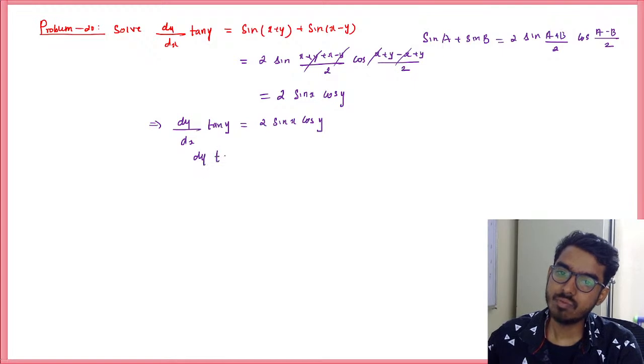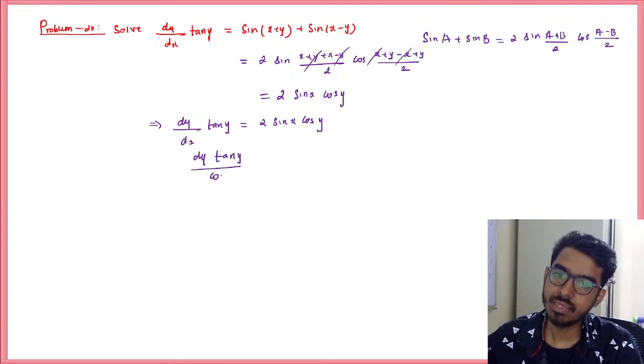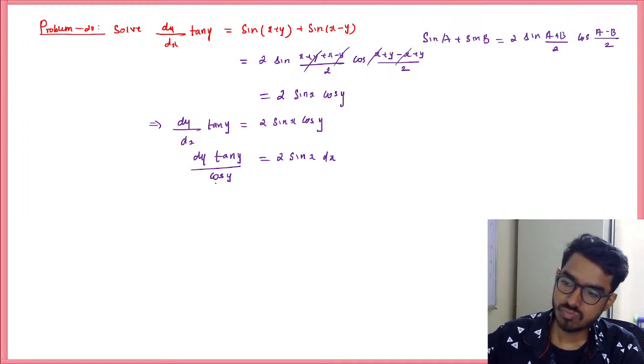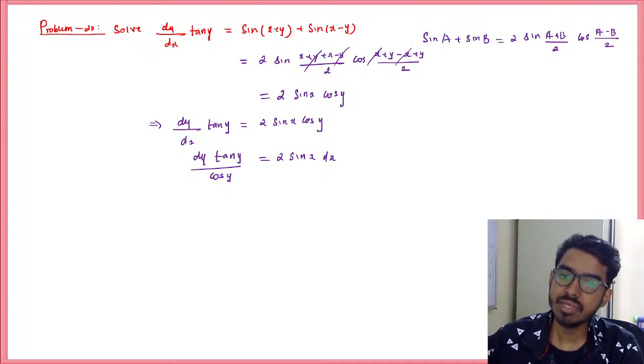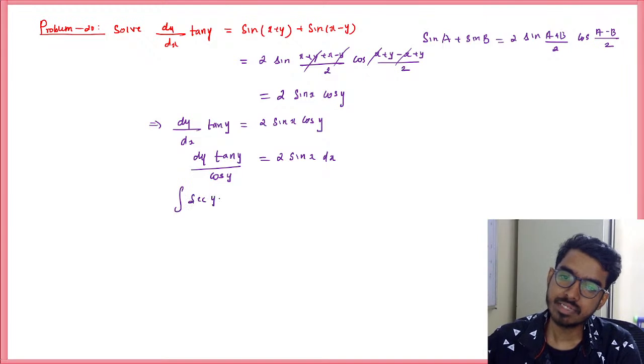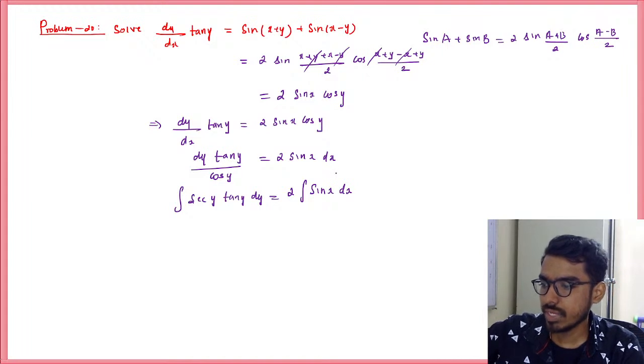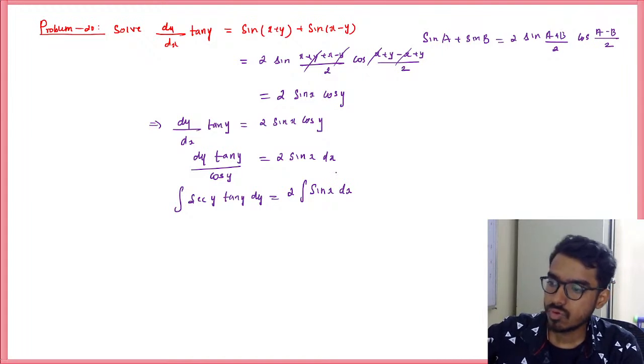Let's keep this dy tan y divided by cos y. We have 2 sin x dx, right? So 2 sin x dx. So integration of cos y tan y, I can write this cos y as secant y. Integration of secant y dy. So 2 times integration of sin x dx, right? Secant y tan.